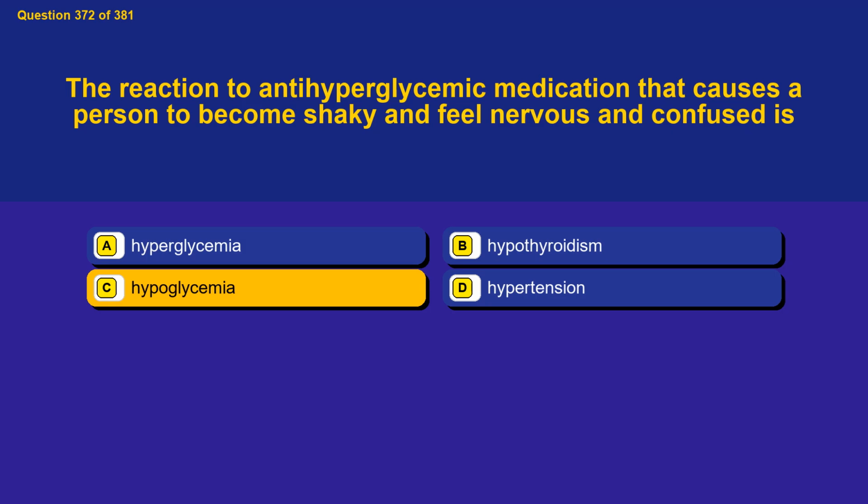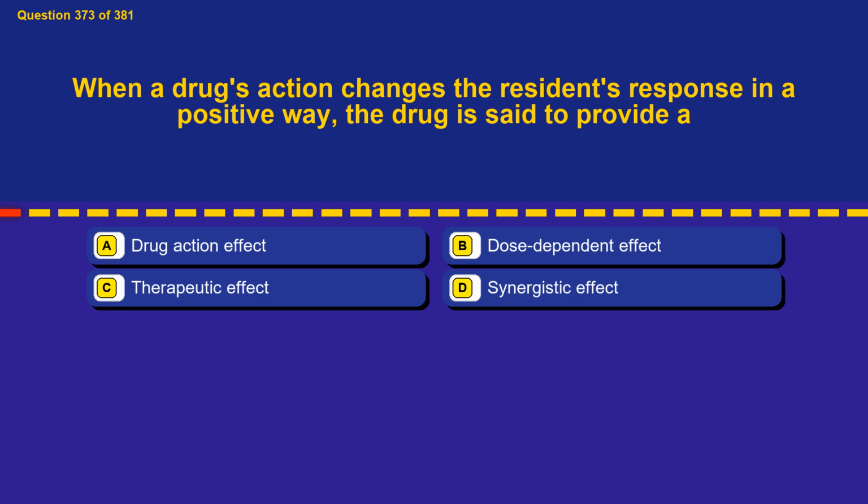The correct answer is option C, hypoglycemia. Question 373. When a drug's action changes the resident's response in a positive way, the drug is said to provide: Option A, drug action effect. Option B, dose-dependent effect. Option C, therapeutic effect. Option D, a synergistic effect.